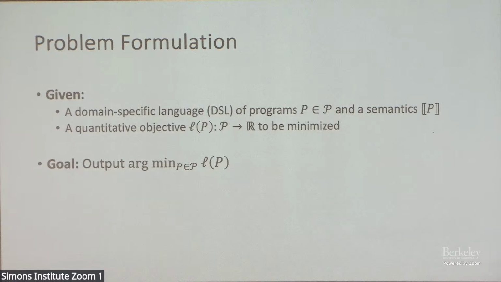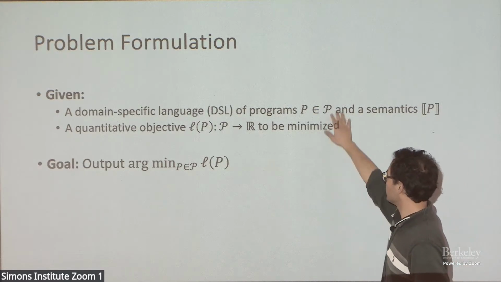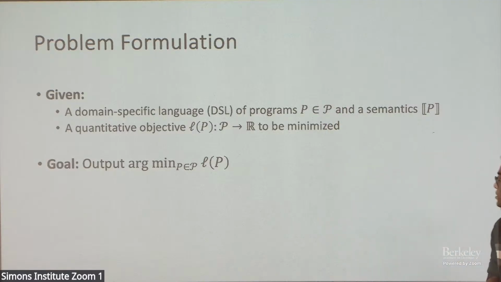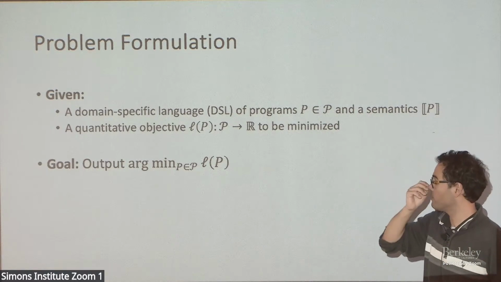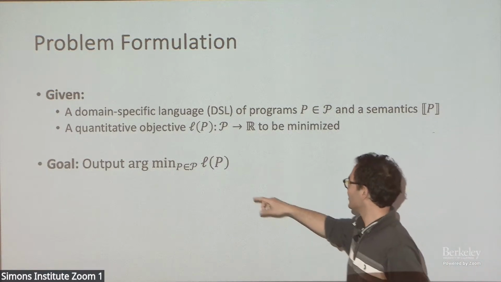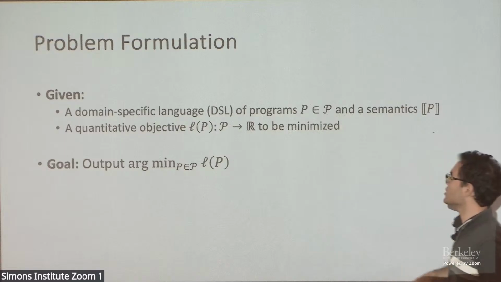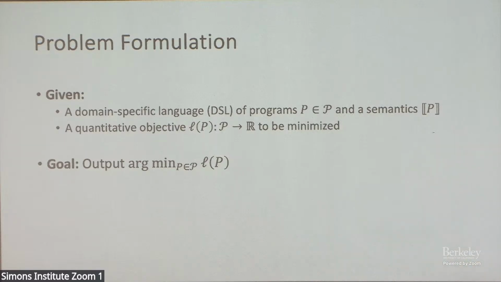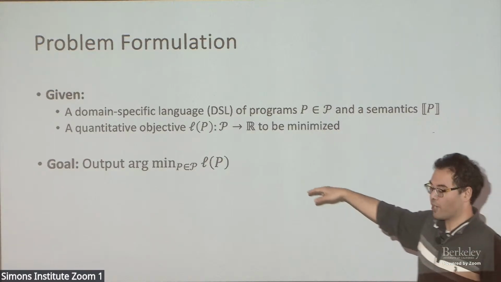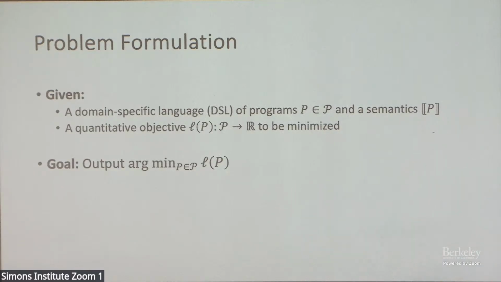So just to formalize the problem, we're assuming we're given a DSL encoding this program space P, and also we know the semantics, and then we have a quantitative objective L. It's a loss that maps the space of programs to a real number, and we're going to assume it's minimization, and we want to find a program that minimizes the loss.